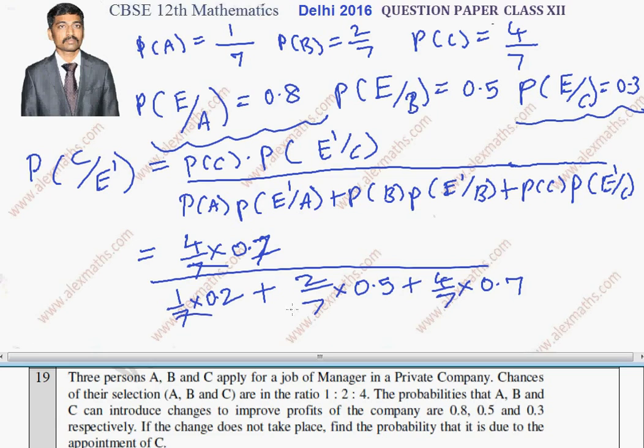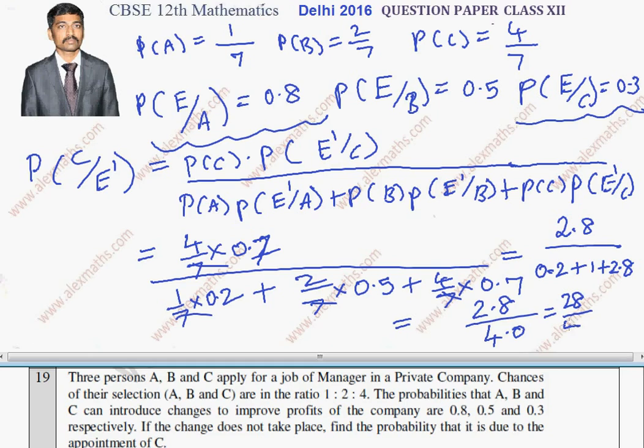We can cancel all the denominators 7. Then this value is 4 into 7, 4 into 7 is 28. So 2.8 whole divided by, this is 0.2 plus 1 plus 2.8. On simplification, we get 2.8 whole divided by the denominator, 0.2 plus 1 plus 2.8, totally 4.0. After moving the decimal, 28 by 40. If we cancel with 4 table, 7 by 10.